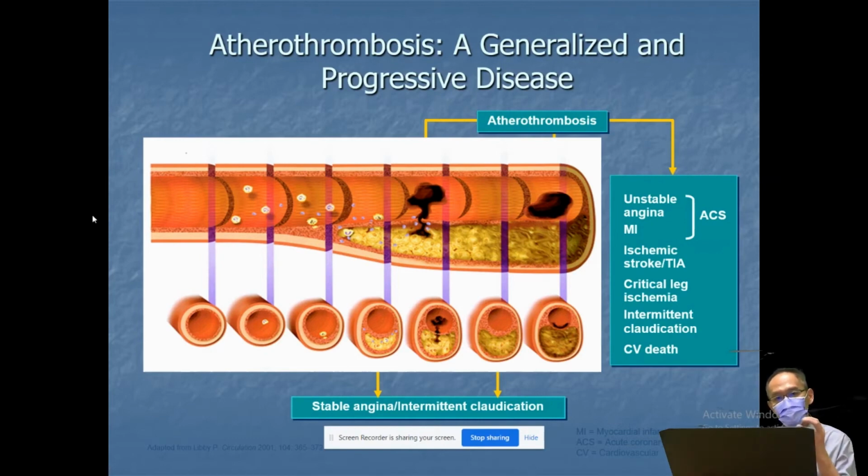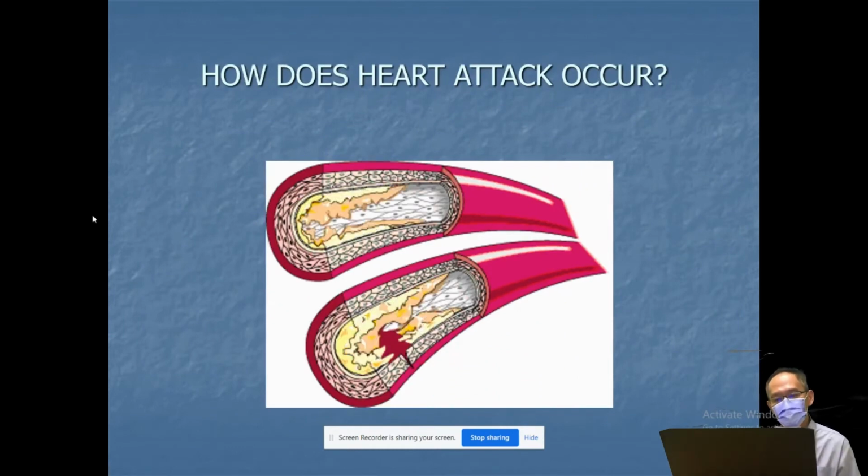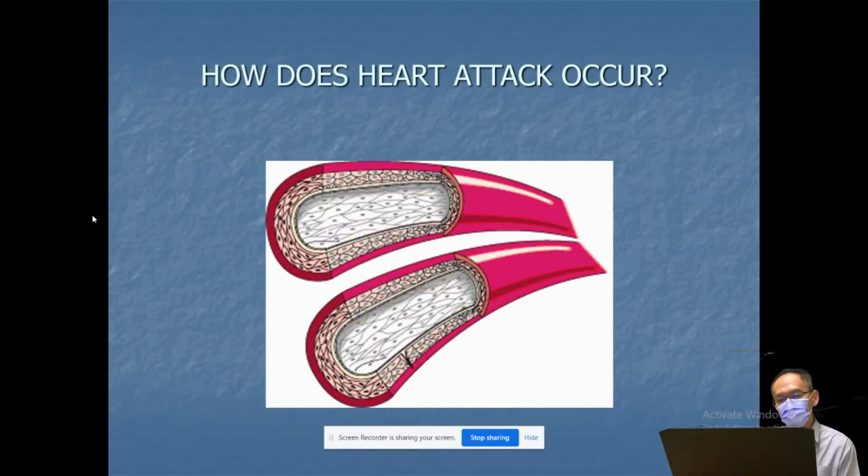These plaques are not a stable structure. They can crack and then cause a blood clot to form there. You can see from this illustration the arteriosclerosis forming, and suddenly it ruptures and causes a block to the vessels. Therefore, the blood cannot reach the heart muscle, and this causes a heart attack.